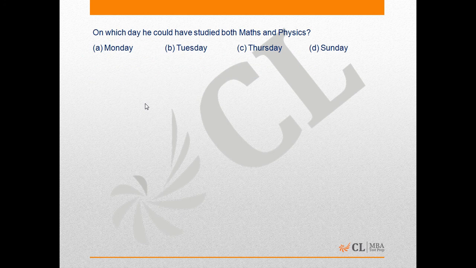In the last question of this set, it is asking on which day he could have studied both maths and physics. From the given arrangement, it can be seen that these days could be either Tuesday or Wednesday. But only Tuesday is given among the options, therefore option B is the correct answer.